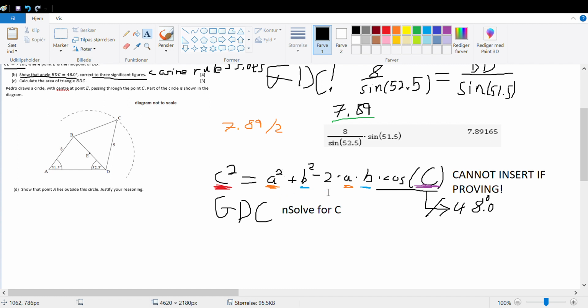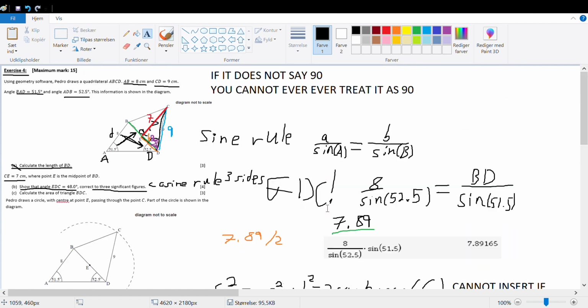So I'm going to put in all the numbers now. I'm going to say 7 squared equals 2. And I'm going to say 7.992 squared. Then I'm going to say plus. And then I'm going to say it's 9 squared. And then I'm going to say minus 2 times.